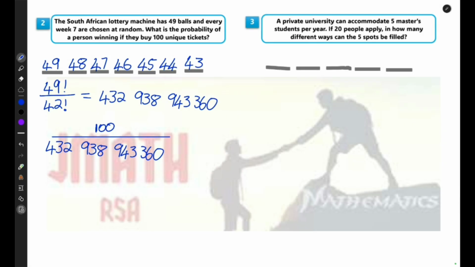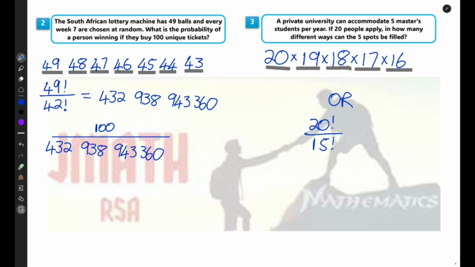Question 3, a private university can accommodate 5 master students per year. If 20 apply, in how many different ways can the 5 spots be filled? So for the first spot, they have 20 people to consider. If they've chosen one of them, then they have 19 people left, and so on until all the spaces are filled. So I can either just type in that, or I can say it's 20 factorial divided by everybody who did not get chosen in this year, and that would be 20 factorial over 15 factorial. And the answer is 1,860,480 different combinations and ways they can fill those 5 spaces. This question once again would be 2 marks, 1 for the method, 1 for the answer.